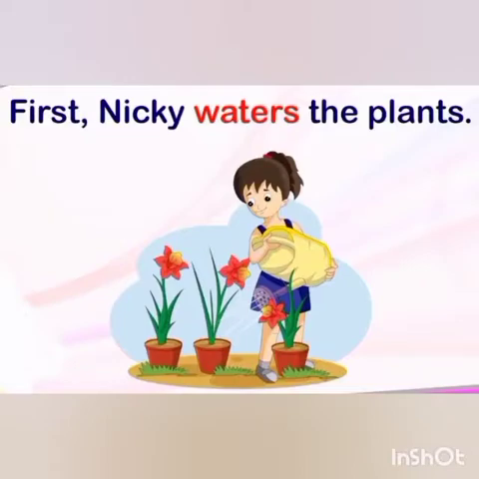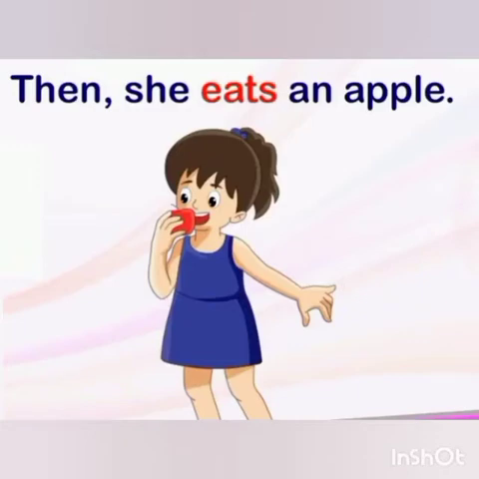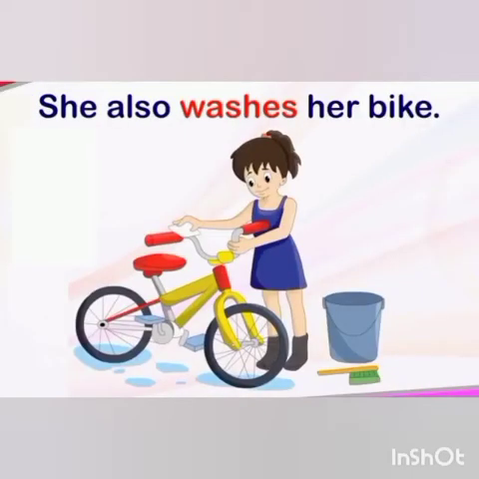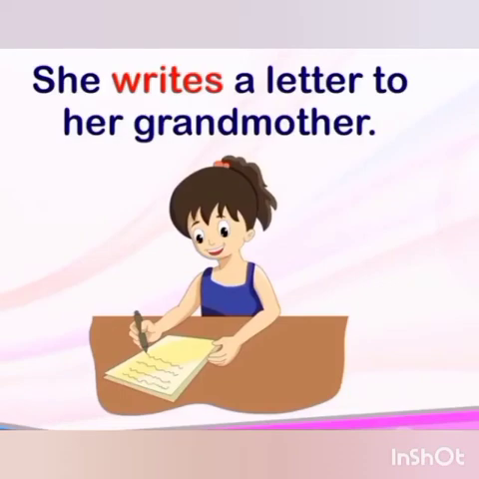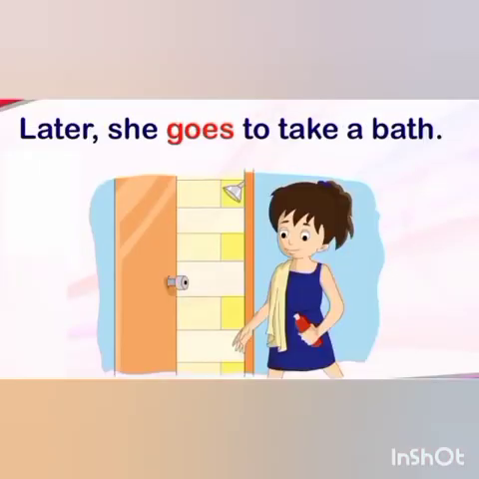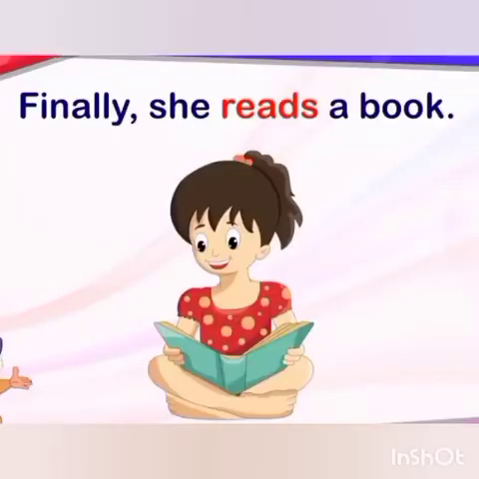First, Nikki waters the plants. Then she eats an apple. She also washes her bike. She writes a letter to her grandmother. Later, she goes to take a bath. Finally, she reads a book.